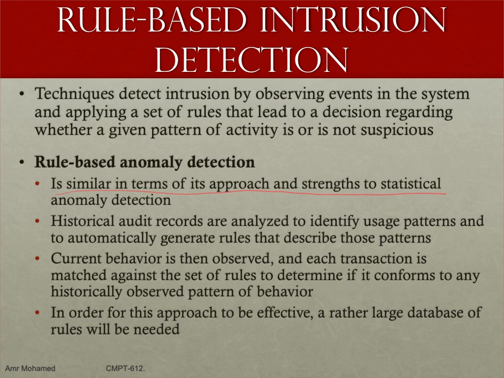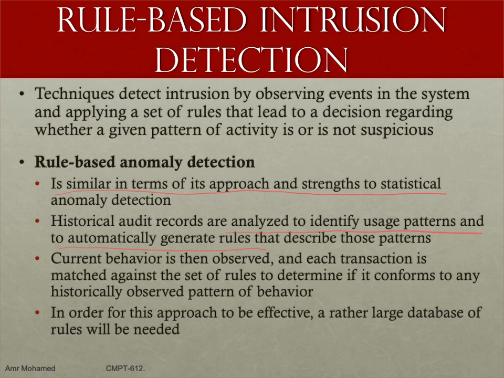So historical audit records are analyzed to identify usage patterns to automatically generate this rule base. So again, they are similar in the sense that you analyze offline the audit records to come up with features and then design an algorithm for statistical anomaly detection. Here, you may use the same method but come up with a rule base. A rule base is a lookup table of certain rules that when you see an audit record, you apply all these rules on the audit record. If one of them matches, then that's it. Okay? So in order for this approach to be effective, a rather large database of rules needs to be built.